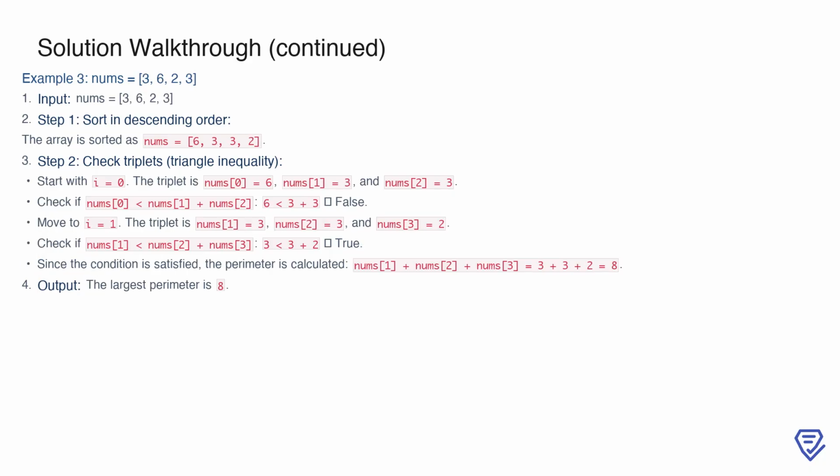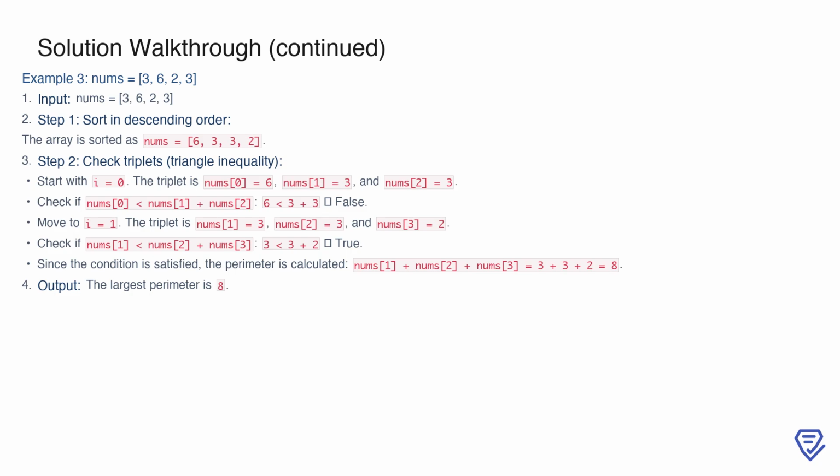Now, we examine the case where the input array is nums = [3, 6, 2, 3]. After sorting the array in descending order, we obtain nums = [6, 3, 3, 2]. Starting with the triplet formed by the largest three numbers, nums[0] = 6, nums[1] = 3, and nums[2] = 3, we check the triangle inequality. Does 6 < 3 + 3? This evaluates to false, so this triplet cannot form a valid triangle.